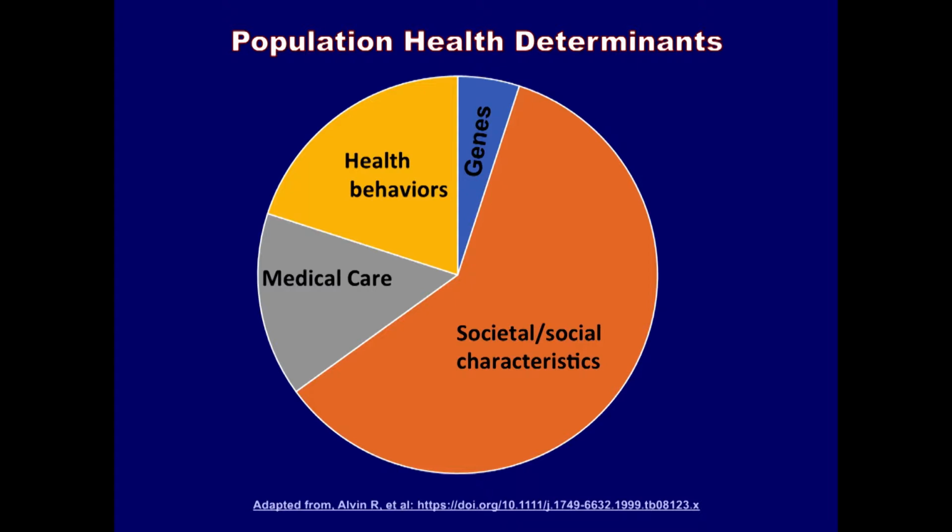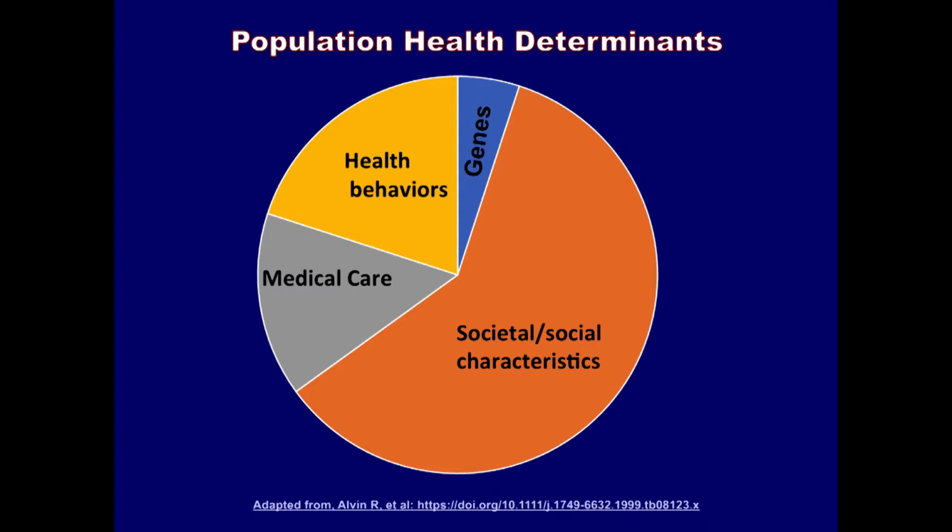But if you look at the contribution of societal and social characteristics to population health, it's a huge chunk. So the medical care, I believe we can provide. The genes, we can change them, like it was said this morning. Health behaviors, maybe we can change. But if you add health behaviors and societal and social characteristics, that is the biggest chunk of the problem for population health. So unless these issues around social determinants of health are addressed, it's really, really very hard.